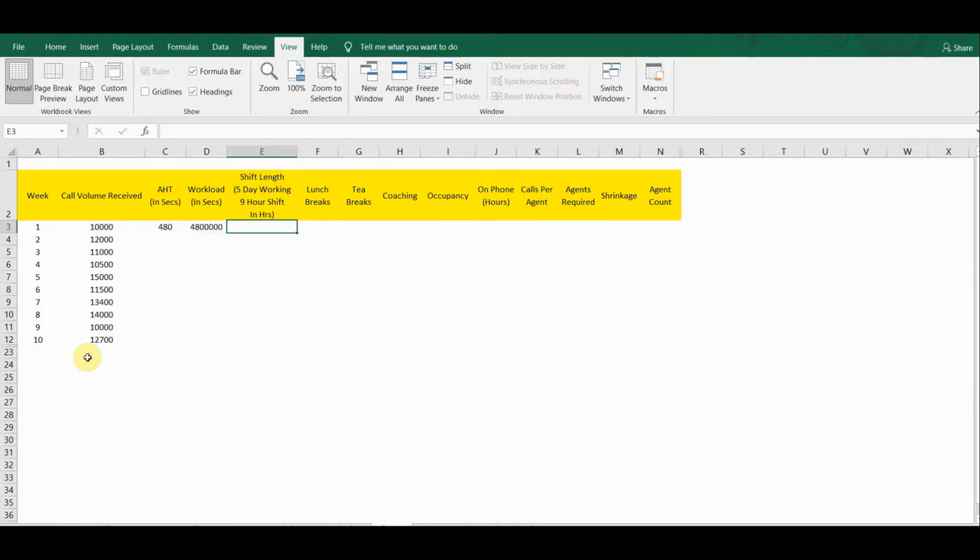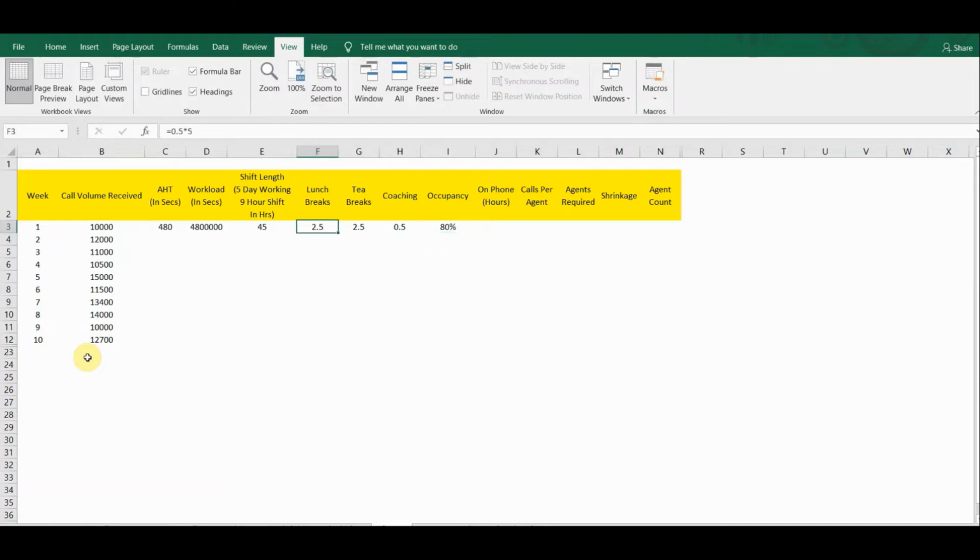Now, if it's a 5-day working model and a 9-hour shift, the number of login hours that we'll get in the week is 45 login hours. Lunch breaks is half an hour every day, so that is 0.5 multiplied by 5 for the week, which is 2.5 hours for the week. Tea breaks is again half an hour for 5 days, so that again is 2.5 hours a week. Coaching, we are assuming that we are giving 30 minutes of coaching to each agent every week, so that will be just 0.5. And occupancy, we are taking it as 80%.